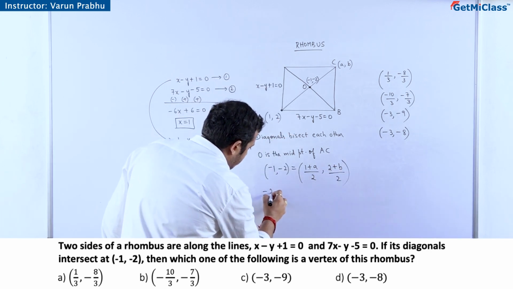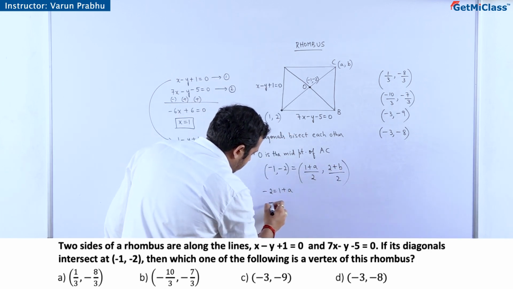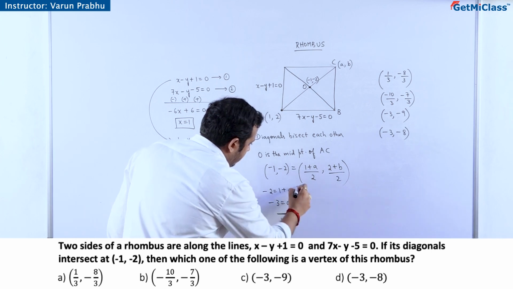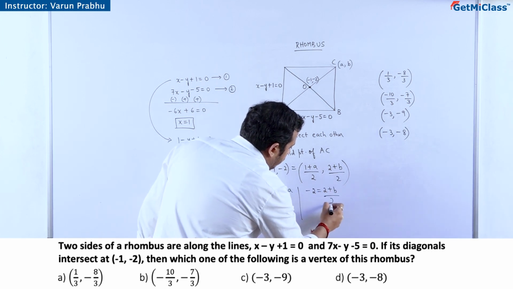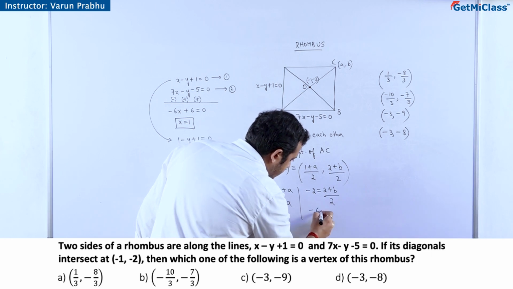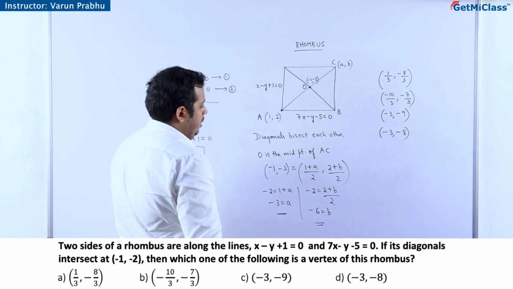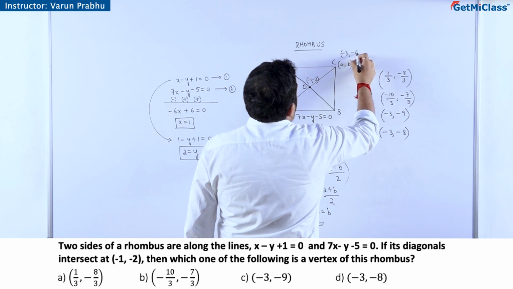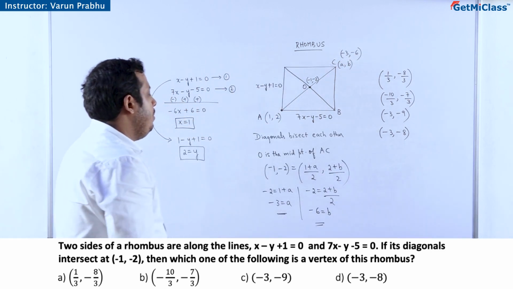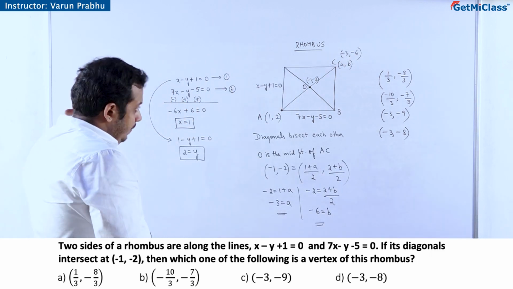So I can say minus 2 is equal to (1 plus a) by 2, so minus 3 is equal to a. Minus 2 is equal to (2 plus b) by 2, so minus 6 is equal to b, correct or not? So this point will be (minus 3, minus 6).